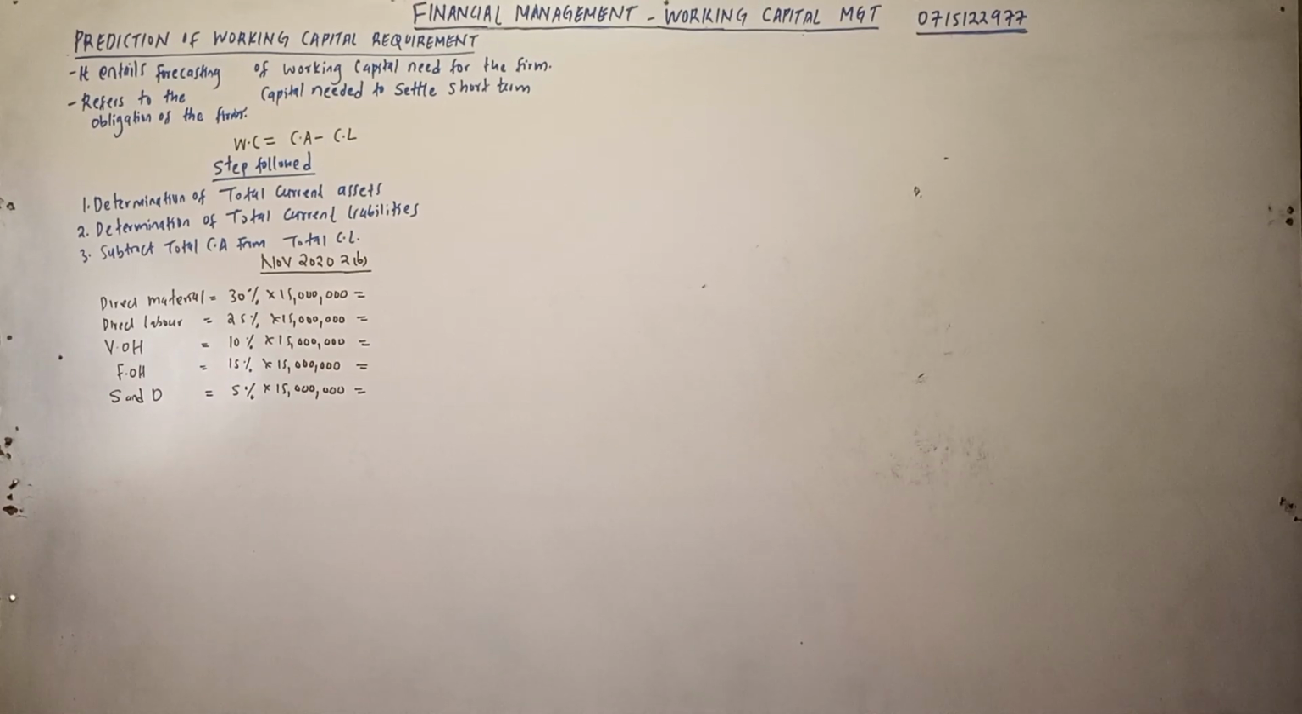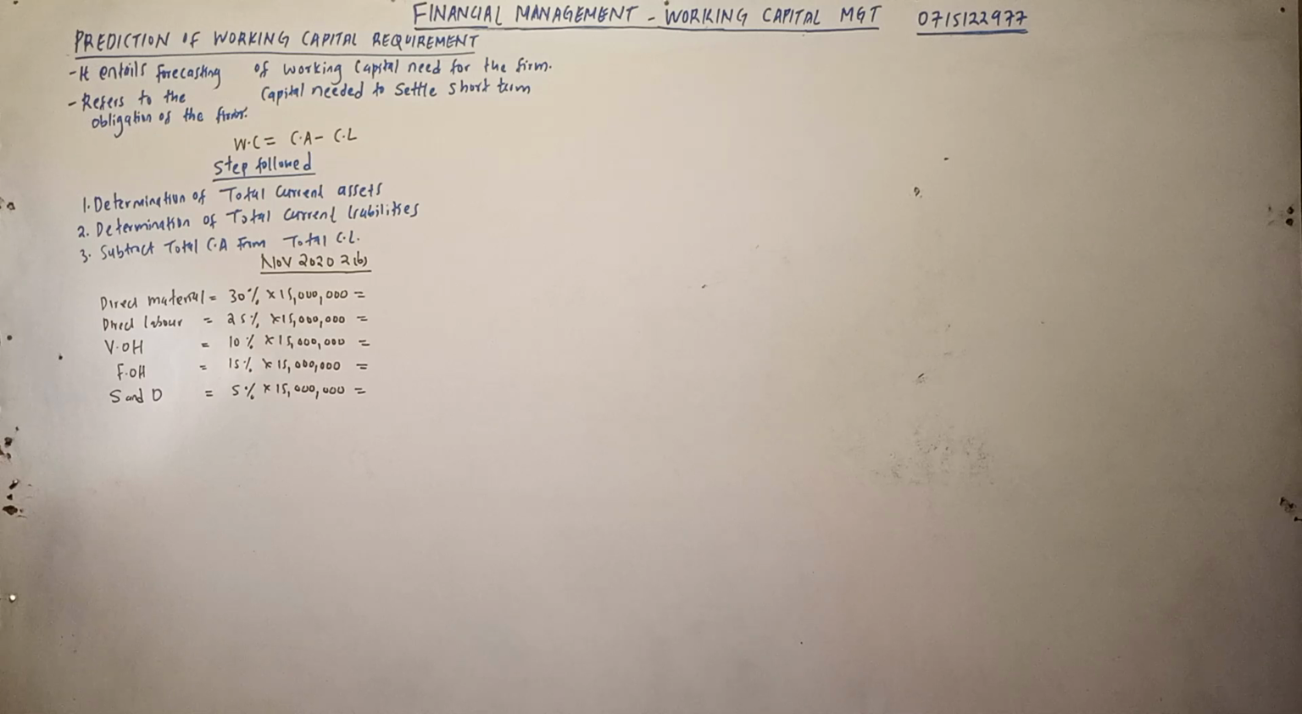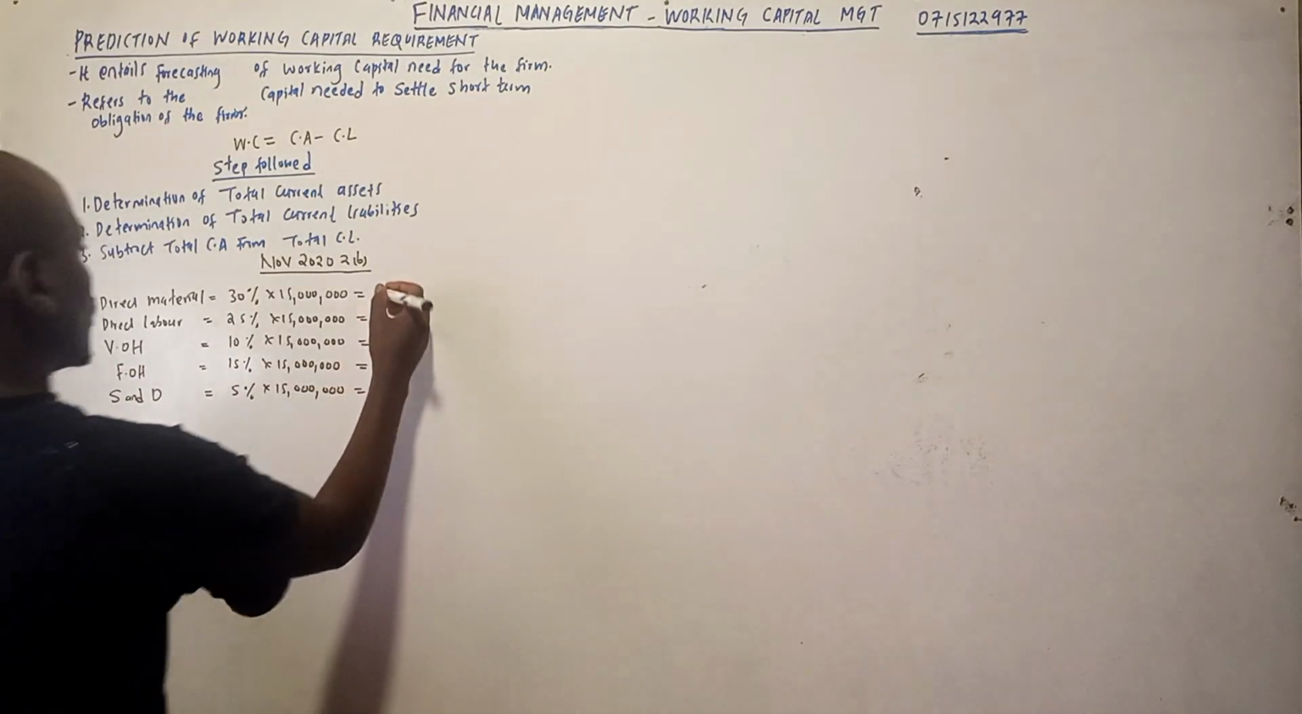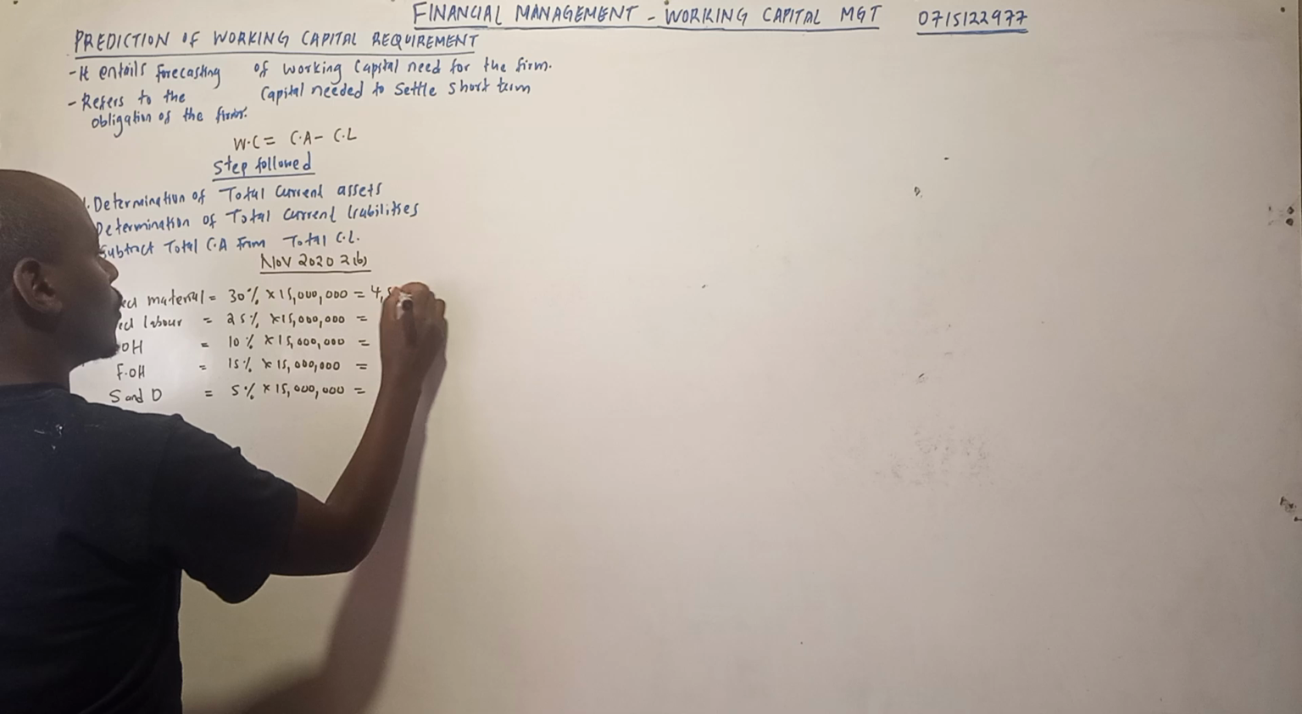Let us multiply all of them. So let's start with the first one. Now, if you add these up, they don't actually reach 100. It's 85, total 85%. So 0.3 times 15 million, that is 45. Remember it is in Kenya shillings.